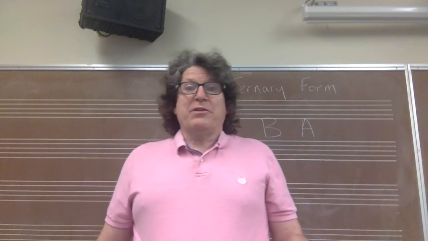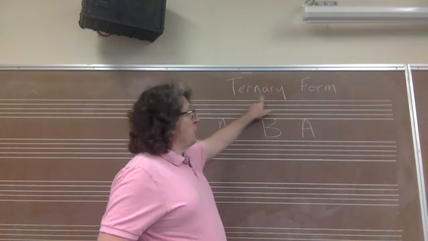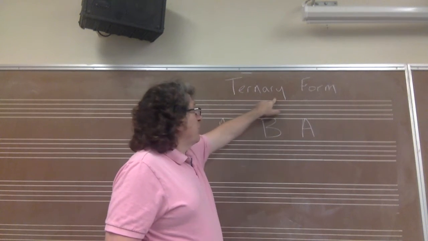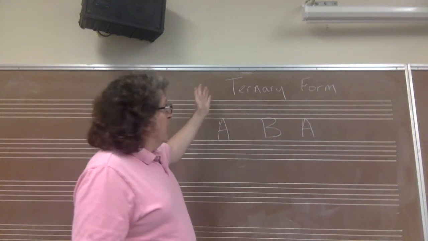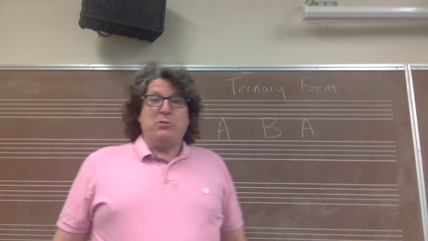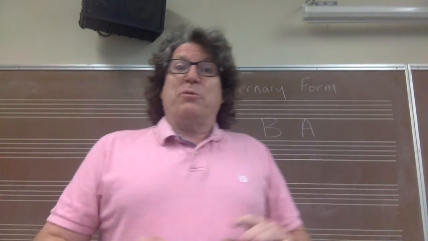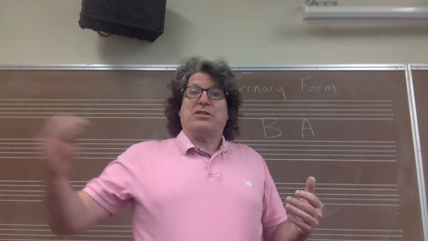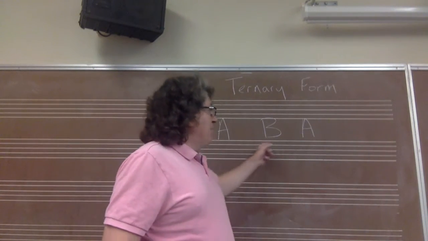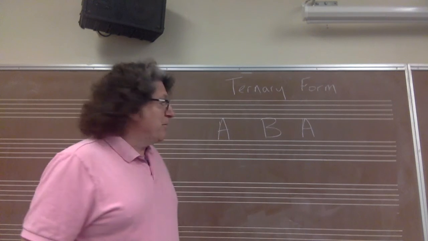It's no surprise if the last lecture was on two-part forms, this would be on three-part forms, and we call those ternary forms. Ternary for three. I don't know the root of that word, but ternary is a three-part form, and you would think that would be perhaps ABC. Remember, two-part was AB. But once you start going A, B, C, D, E, we call that through-composed. And so we don't really have a name for ABC, but we do have a name for A, B, back to A. That's our ternary form.